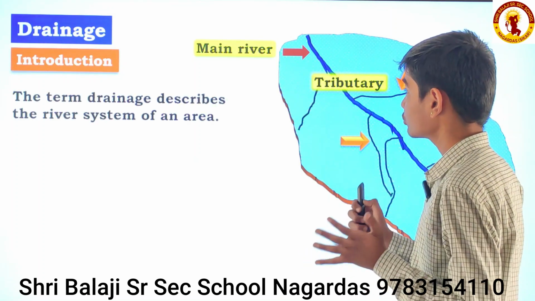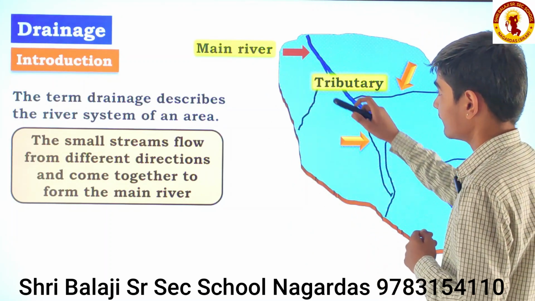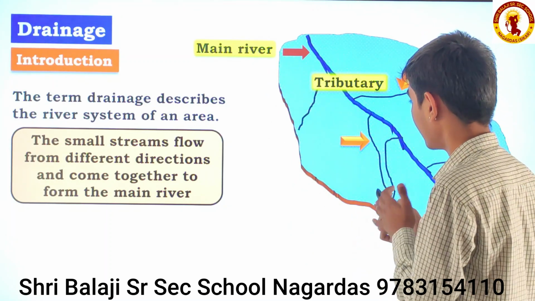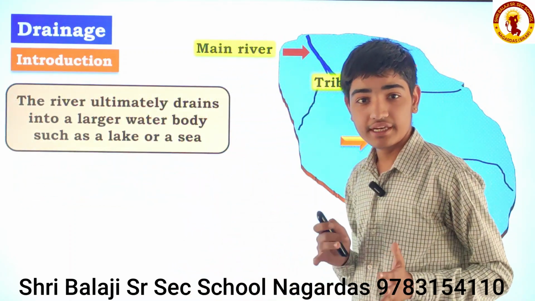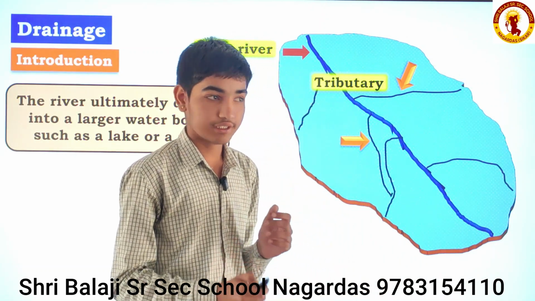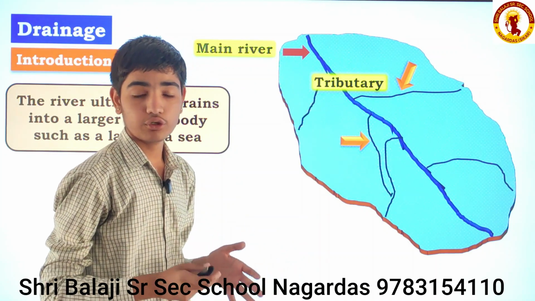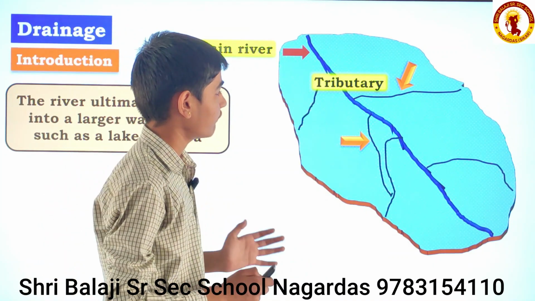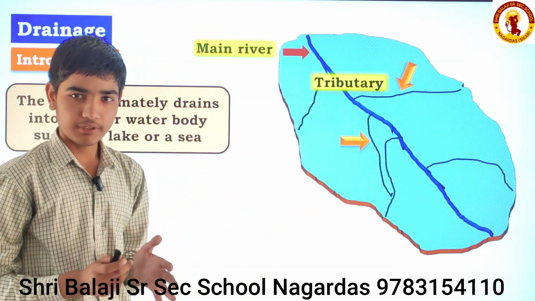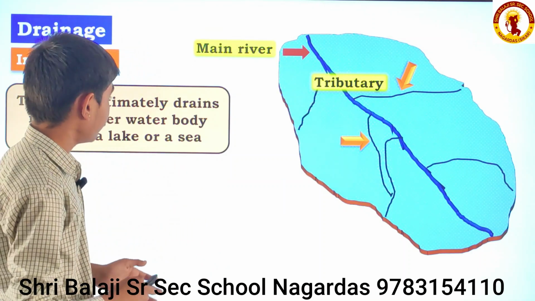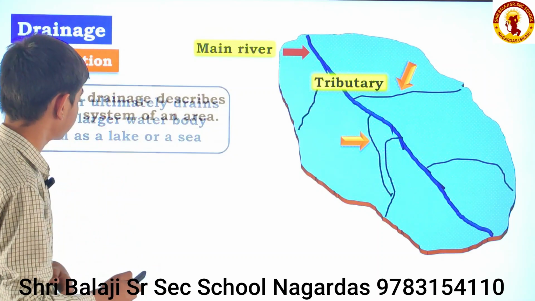The term drainage is used to describe the river system of an area. For example, this is a main river and these are its tributaries, which come along and help the river maintain its flow. The river ultimately drains into a larger water body, a lake or a sea. These are very small tributaries, which fulfill the need of a very small group of people, but this river is able to fulfill the need of a big group of people, and then it joins into a lake or sea, which is capable of performing various activities.